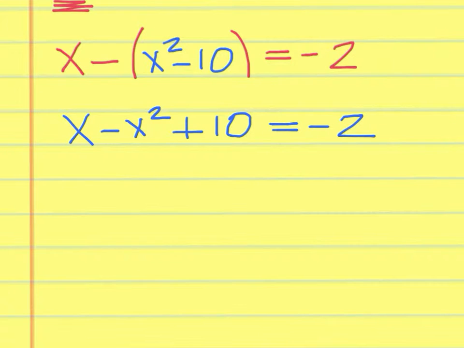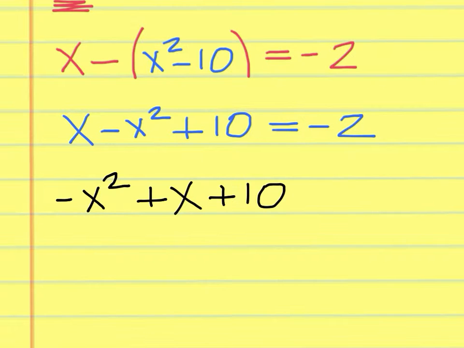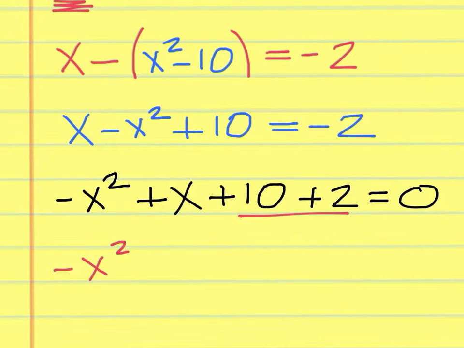Now you're going to have a quadratic equation because you have an x squared, an x, and some constants. So you can write negative x squared first and then plus x next. And of course you'll have plus 10, but that -2 on the right side goes over to the left and becomes plus 2. So you have to simplify these constants. Negative x squared plus x plus 12 equals 0.